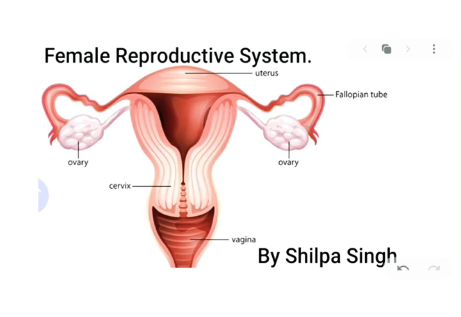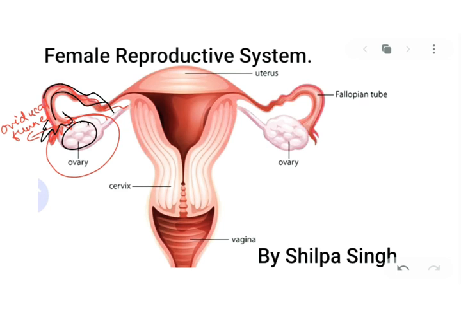The main part which plays a very important role in female reproductive system is the ovary. Can you see it here? The thing which is holding the ovary is known as oviducal funnel. Getting my point? So this is ovary, this is oviducal funnel which is holding ovary, and from here you have a tube which is known as fallopian tube.